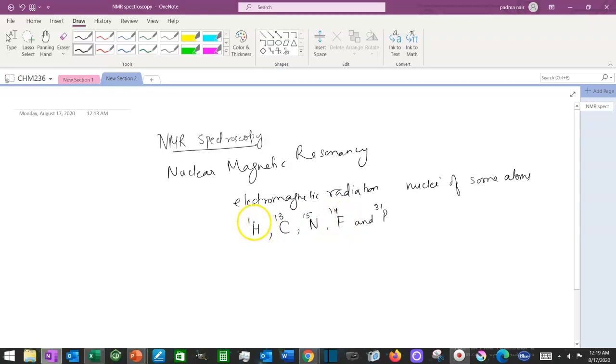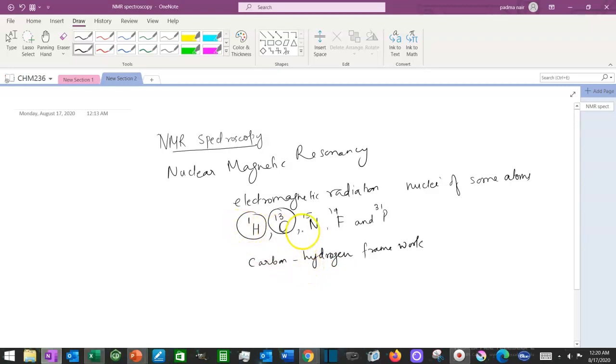Now, proton NMR and carbon 13 NMR are the most commonly used in organic chemistry, because most organic compounds are made up of carbon and hydrogen. So NMR spectroscopy helps us to identify the carbon-hydrogen framework of the molecule. You can get to know how many CH3, CH2, or CH parts of the molecule there are using NMR spectroscopy.